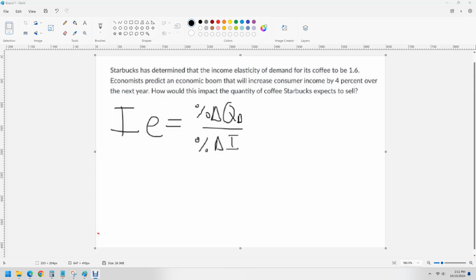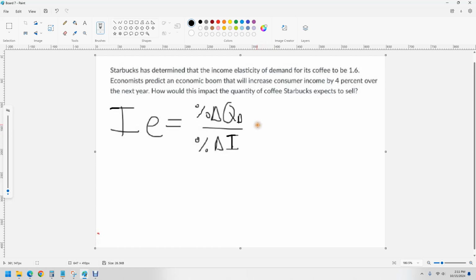In this quick problem, we're going to calculate the change in coffee sales using the income elasticity. So income elasticity is a formula. I've already written it out here in my awesome handwriting. Income elasticity is the percent change in quantity demanded divided by the percent change in income. Okay, and that gives that to you.